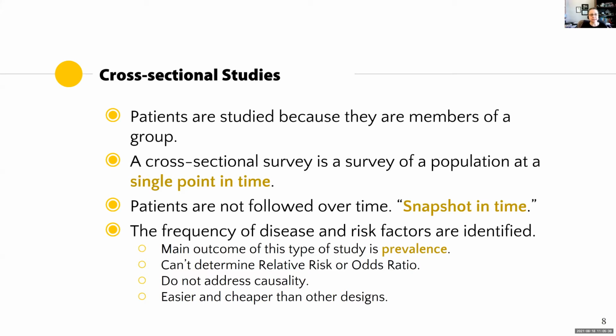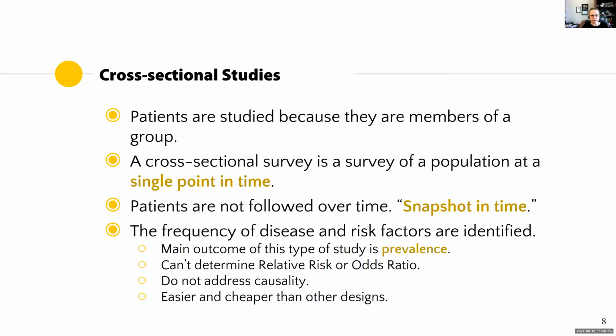Now, next we have cross-sectional studies. Okay, and this is where patients are studied because, remember, you've got a group you want to study, right? Like our first-year medical students could be a group. And what we're going to do is survey them at a single point in time. Let's see if their stress goes up or down after a big anatomy exam, right? And so right after that exam, we're going to take the snapshot in time, and that's what we got, period, right?